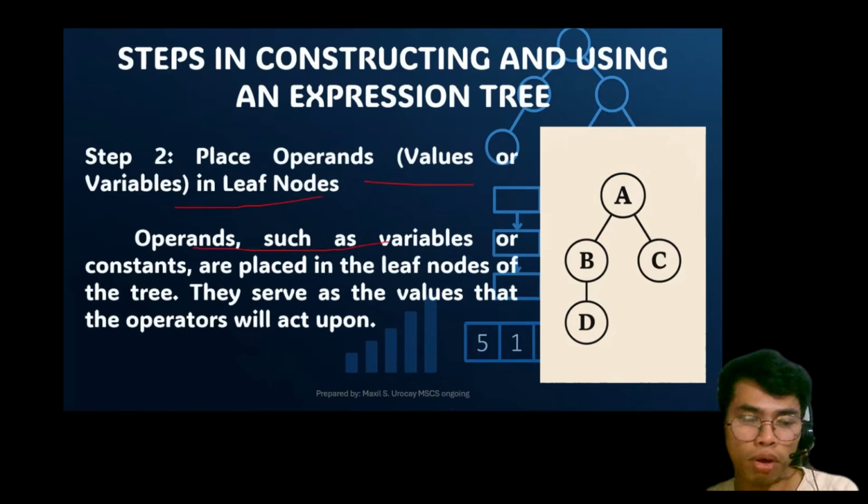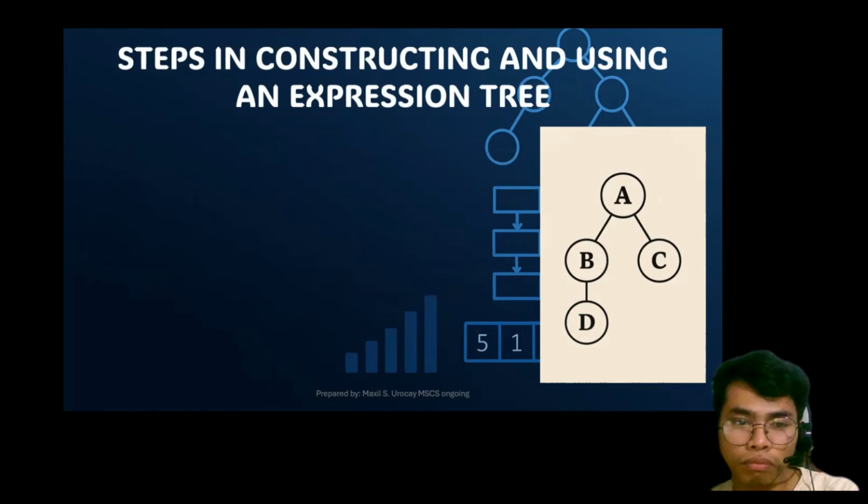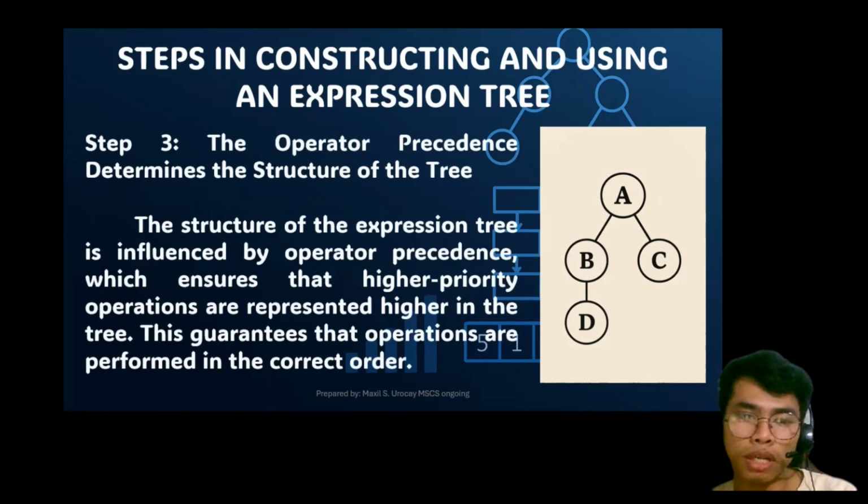Operands such as variables or constants are placed in the leaf nodes of the tree. They serve as the values that the operators will act upon. So as we mentioned earlier, the operands must be placed at the leaf nodes. Then afterwards, the operator precedence determines the structure of the tree. The structure of the expression tree is influenced by operator precedence, which ensures that higher priority operations are presented higher in the tree, and that guarantees as well that the operations are performed in the correct order.